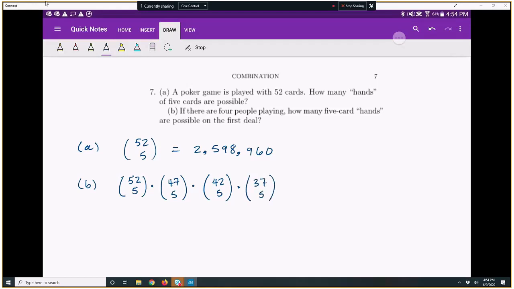So we can think about these as successive processes, even though when dealing cards we don't usually deal 5 to the first person and 5 to the second person in that way. We can still think of them as successive processes. Once the first person has 5 cards, then there are only 47 more cards to be chosen from for the second person.